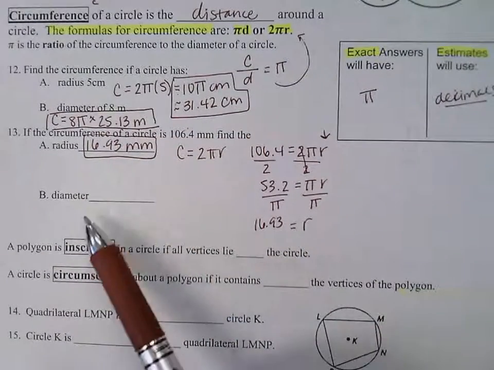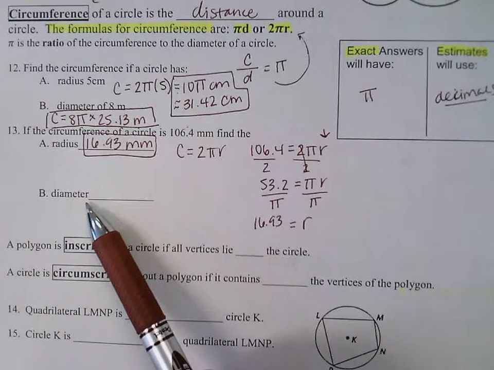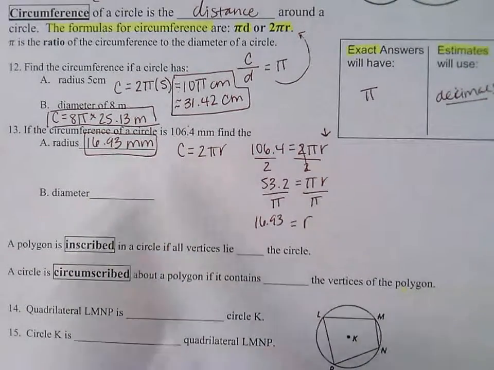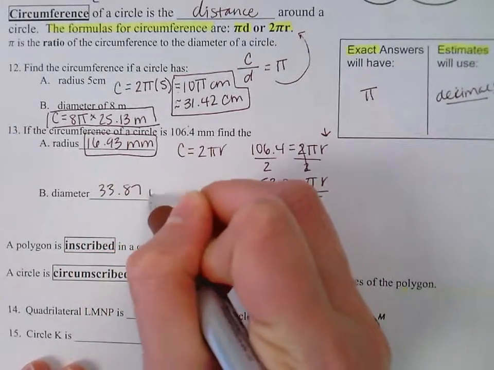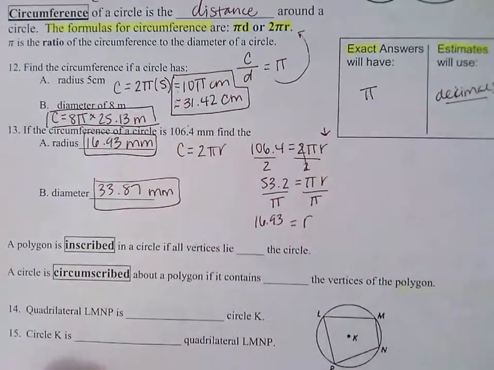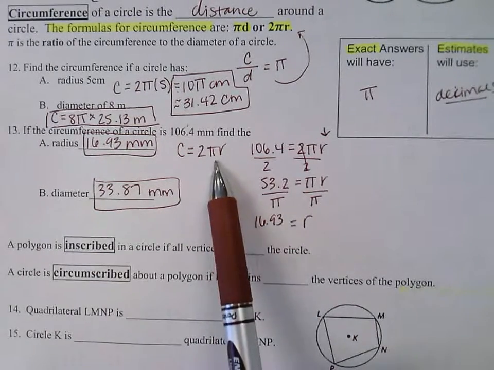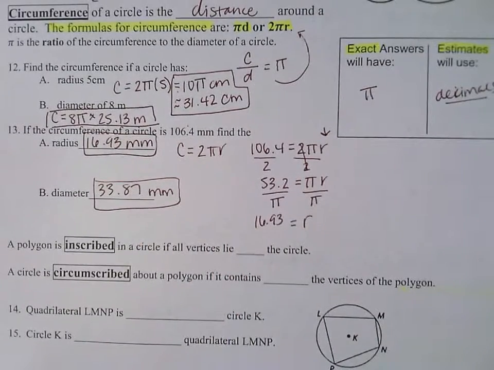After that, an easy way to find the diameter, just multiply it by 2. So times 2, which would be 33.87. Most problems, if they give you the circumference, they're only going to ask you to find one of these, but if you have to find both, you don't have to use that pi times d formula if you've already found the radius. And find whichever one makes more sense to you first.